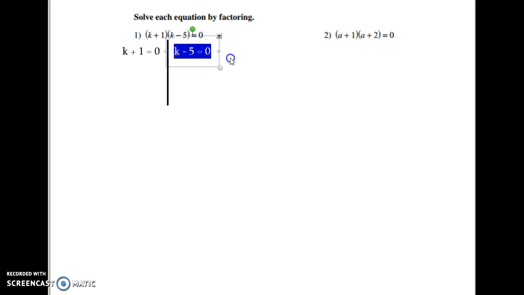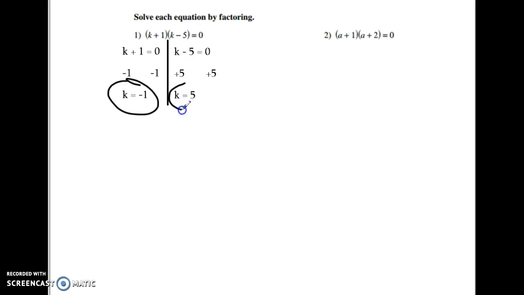Once we get this set up, all we have to do is solve the easier equations for the value of the variable. So in this case, we're going to subtract 1 from both sides, and we're going to get k is equal to -1. So that's one possible value. On this side, we said k minus 5 is equal to 0. We'll add 5 to both sides, and we will get k is equal to 0 plus 5, which is 5. So our two possible values are k equals -1 and k equals 5.